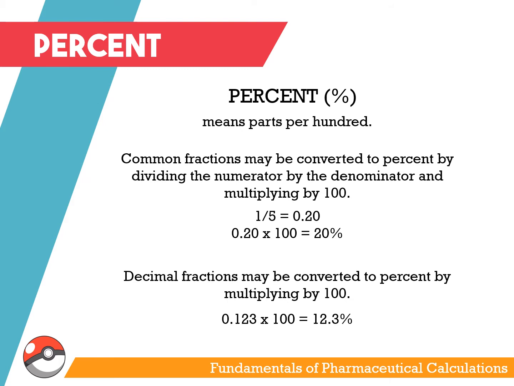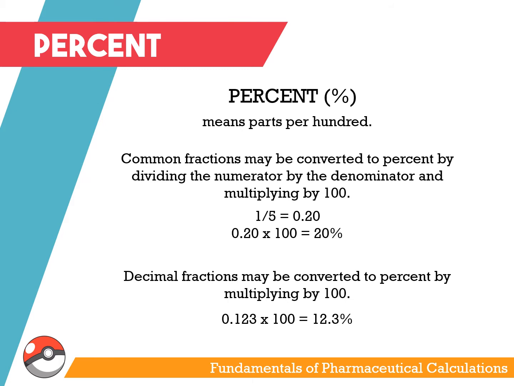Next is percent. Percent means parts per hundred. So common fractions may be converted to percent by dividing the numerator by the denominator, which we have done a while ago. So it just means simply converting fractions to decimal fractions and multiplying them by 100. For example, 1 over 5 is equal to 0.20. And to get the percentage, you should multiply this by 100. So 0.20 times 100 is 20%.